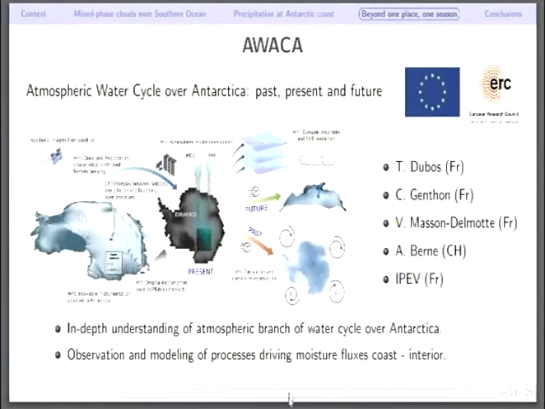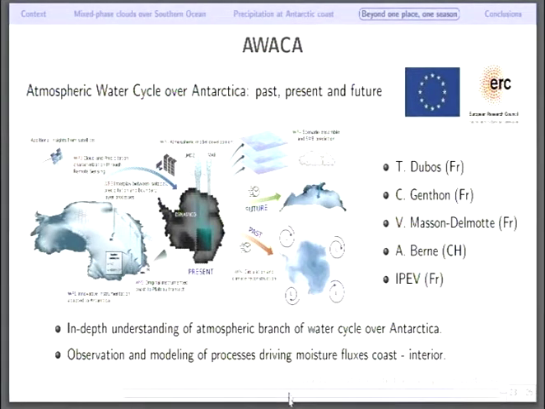Now, to conclude, AWACA was mentioned before. It stands for Atmospheric Water Cycle over Antarctica, past, present, and future. As Daniel said, it's a project that is supported by an ERC Synergy grant. There are different PIs: Thomas Dubos, Christophe Genthon, Valérie Masson-Delmotte, and myself. And not a PI, but a very important body in this project is IPEV, the French Polar Institute. Jerome will explain a bit more later on.